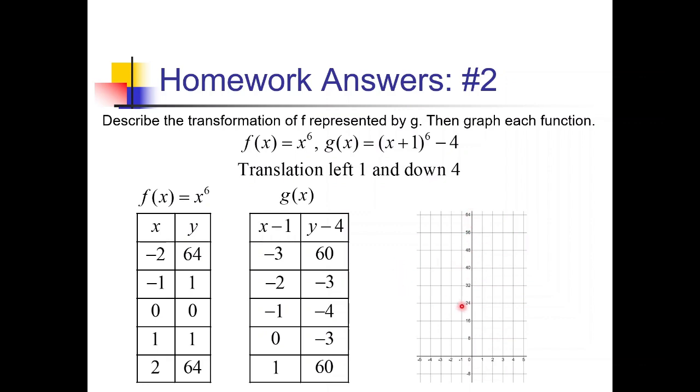So graphing these out, we've got negative 3, comma 60, so that's going to be halfway between 56 and 64 up here. Negative 2, comma negative 3 is going to be down here, a little bit less than halfway down. And then negative 1, comma negative 4, a little bit further down, that is exactly halfway. 0, comma negative 3 is right there. And then we have 1, comma 60 all the way back up here, so quite a steep climb. And then let's just connect all of those.